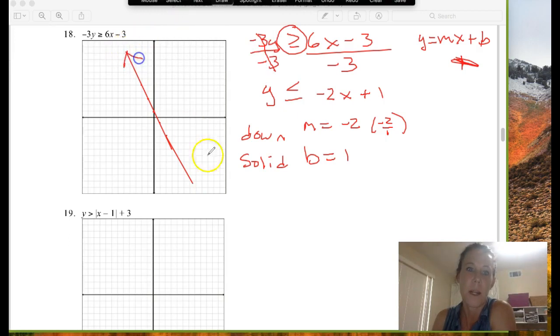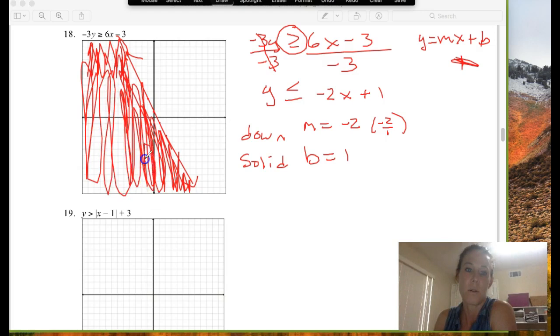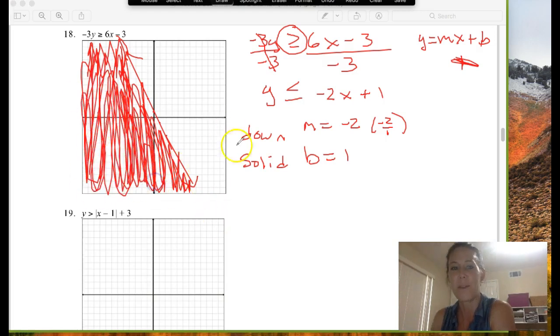And then here are my arrows. And then y is less than, so I shade down again. So my shading should be everything below, including the line, because it's a solid line. So all of this, if this extends, all of this is my solution. And you can make nicer shading than this. It's really hard to shade with the mouse, but that's what it looks like. All right, on to 19.